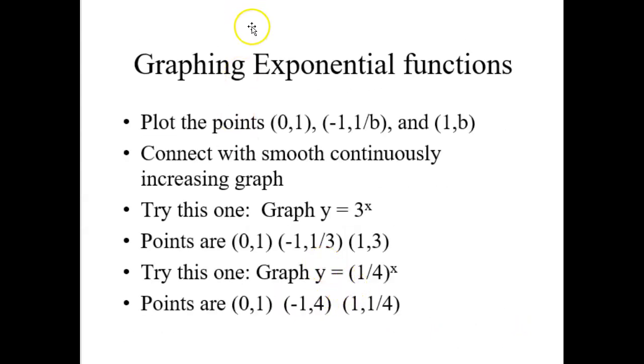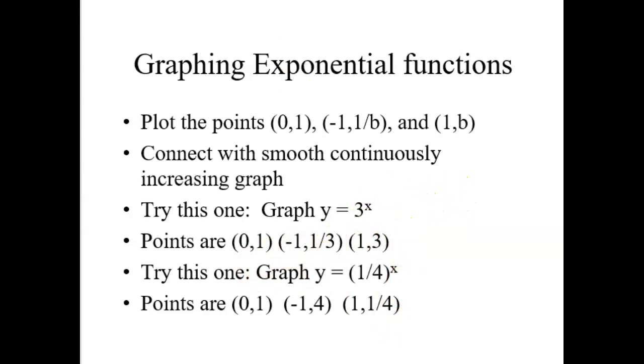So here is a 3-point way to graph exponential functions. If you simply have an exponential function that's a number raised to the x, you will always have the point 0, 1. You will always have the point negative 1, 1 over the base, which is the number. And you always have the point 1, comma, the number. So here's an example. Now, 0, 1, negative 1, 1/3 for 3 to the x, 1, comma, 3.